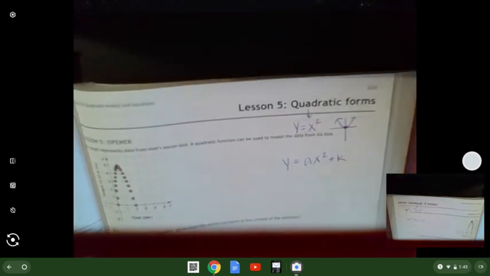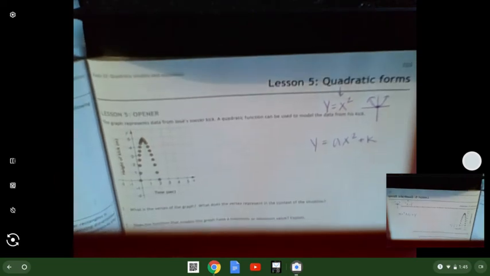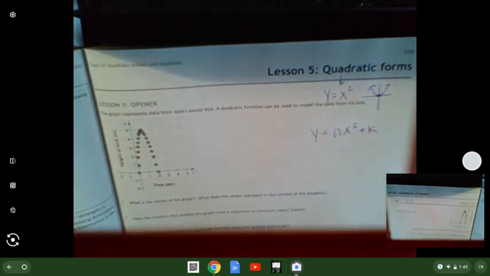So let's analyze this. Some of you may be thinking, oh gosh, quadratics, I'm never going to see those in real life. I'm never going to use them in real life.